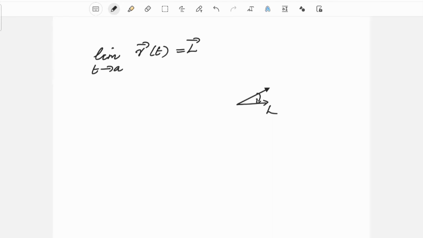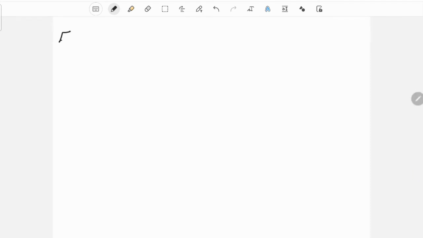So as in the case of real valued functions, here also as t tends to some particular value, the vector approaches a particular limit vector. And now we can find the limits of given vector valued functions at the given points, and it is a very easy process because we can do it component wise. So we have an example.